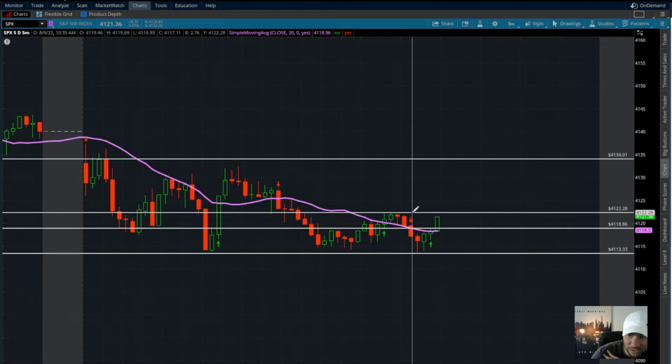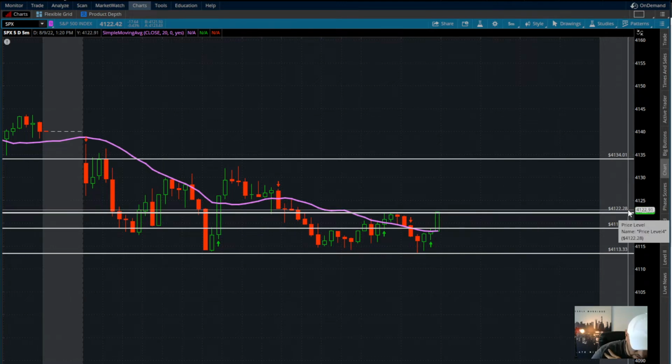But what I am looking at here is this consolidation going back to around 41.15. This is a potential area where we could pull back if we do not break through 41.22, guys. These contracts are up currently 28%. I am going to scale another contract here.